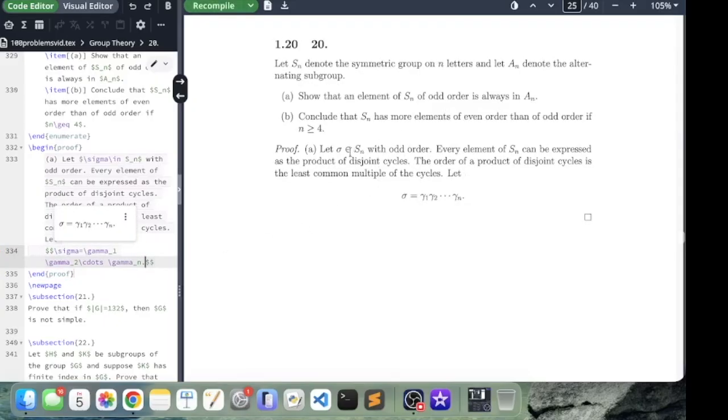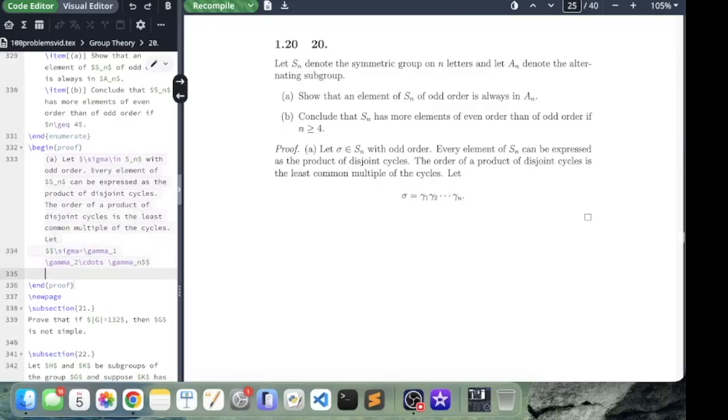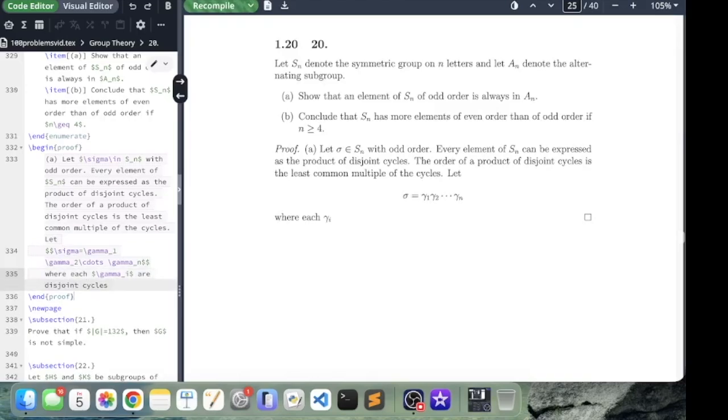Okay, so two facts here. We can write sigma as a product of disjoint cycles, where each gamma i are disjoint cycles, and we know that the order of a product of disjoint cycles is the least common multiple of them. So if one of them was even, then the least common multiple would be even, meaning this guy would be even. Hence, each gamma i is also odd from this second sentence.